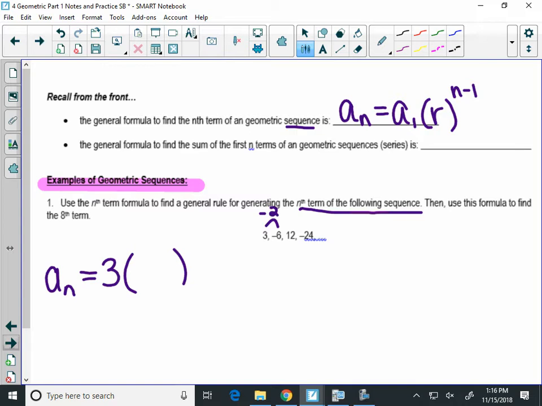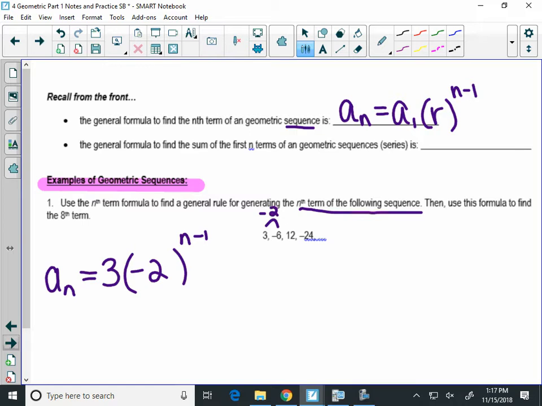-2. Right? 3 times -2 is -6. -6 times -2 is +12. So you're going to put -2 in your parentheses, and then your formula has n minus 1 as the exponent. So that's what you would call your nth term formula. It's just a formula for the sequence.